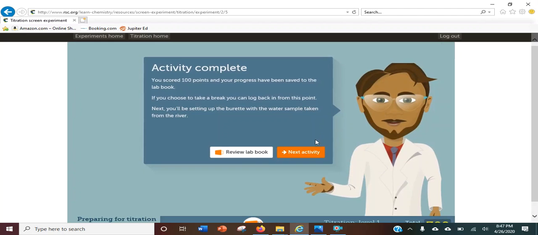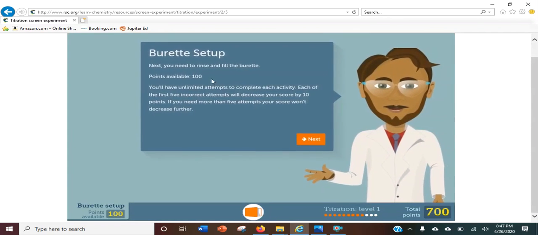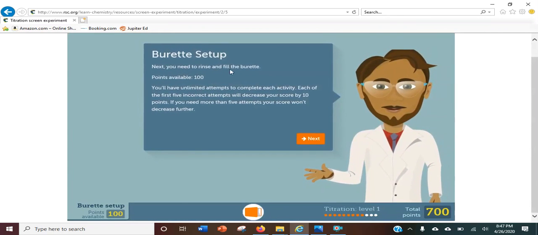Okay, so we completed this activity. Now we're going to set up the burette. Okay, so first we've got to rinse and fill the burette.